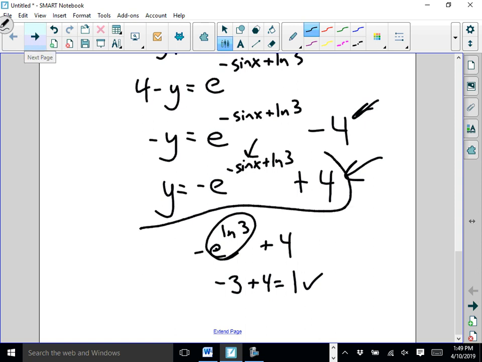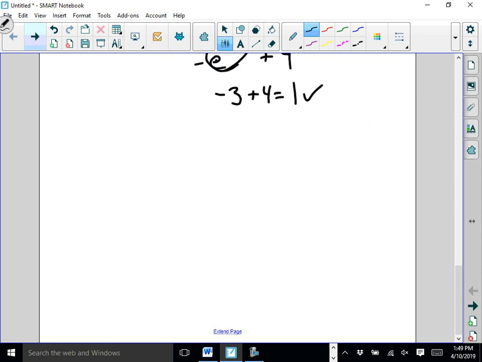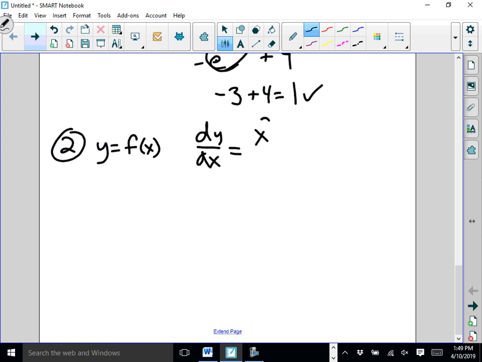Okay, next problem. I want you to solve for the particular solution, y equals f of x again, when dy dx equals x squared times y minus 5, over 2. And my initial condition is f of 0 equals 4. Okay. Make sure it says solve for the particular solution.